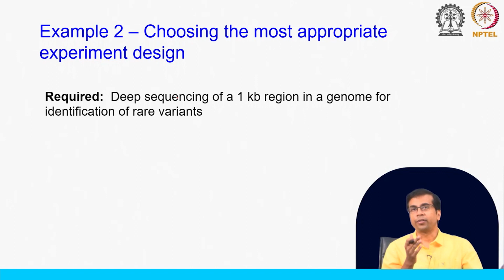Let us take another example, choosing the most appropriate experimental design. So, here in this thought experiment, we want to do a deep sequencing of a 1 kb region. And why do you want to do deep sequencing? You know what deep sequencing is, right? Coverage of 1000 or maybe more of this region for identification of rare variants. For example, we are looking at a very important gene in human, and variations in this gene can lead to certain disease or affect certain metabolites, etc., that can lead to disease. So, this is something we want to study. Now, the answer here is not really straightforward.